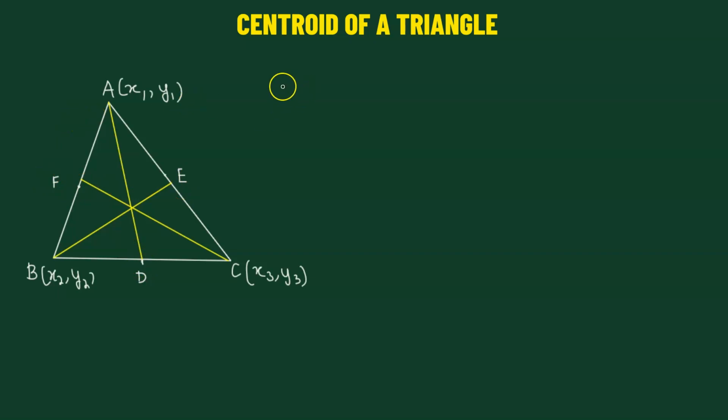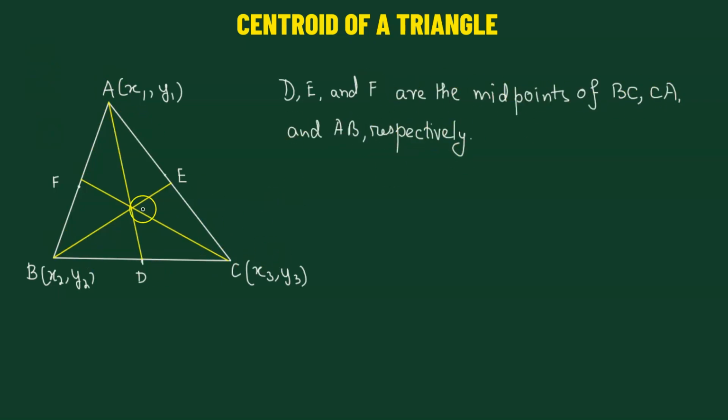So how do we do it? So let's first note down that D, E, and F are the midpoints of BC, CA, and AB respectively. Now that's because AD, BE, and CF are the medians of the triangle. Now, the point where the medians intersect, we're going to call that point G. So our goal will be to find out the coordinate of that particular point G, because G is going to be the centroid of the triangle. So the definition is that the point where all the three medians of a triangle intersect is going to be the centroid of that particular triangle.